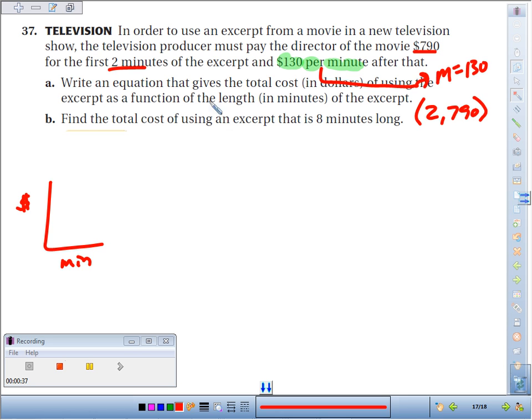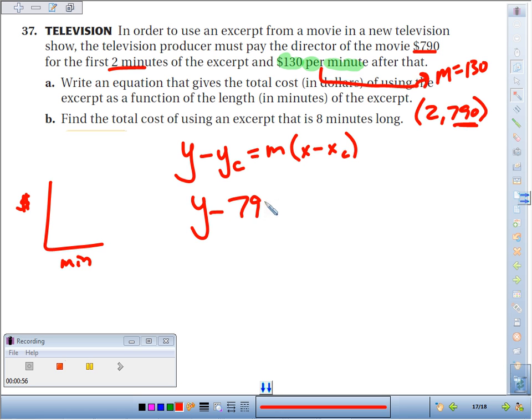Part A, write an equation that gives the total cost of using the excerpt as a function of the length in minutes of the excerpt. Okay, so let's just follow our pattern. Y minus our y coordinate equals slope times x minus the x coordinate. Y minus the y coordinate of the point they gave us was 790. The slope was 130. X minus the x coordinate was 2.